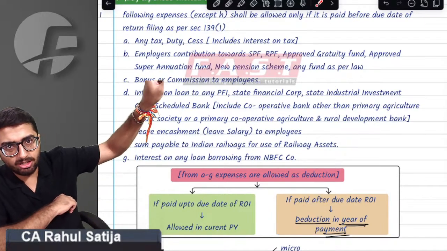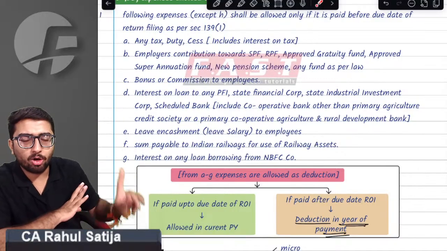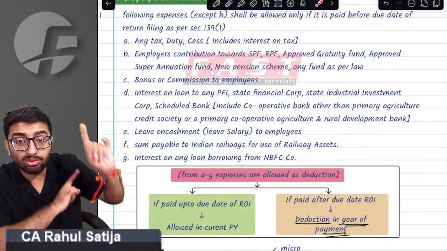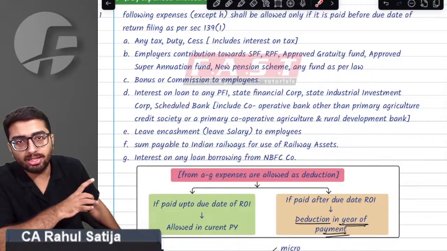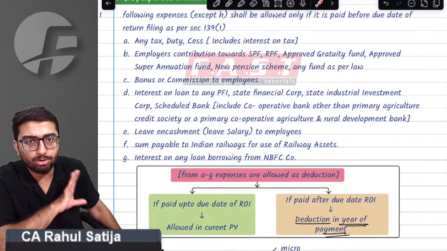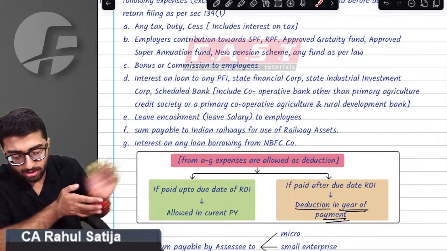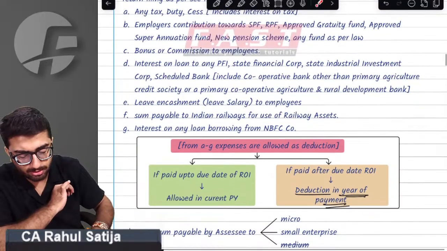See, under section 43B, only employer's contribution to such fund is covered. Employee's contribution to fund shall be paid up to the due date of that fund only. You cannot delay such payments. So it is only about employer's contribution that is being allowed here. Employee's contribution is not covered here. Any kind of bonus or commission to the employee shall be only allowed if it is paid. We had already studied this in section 36.